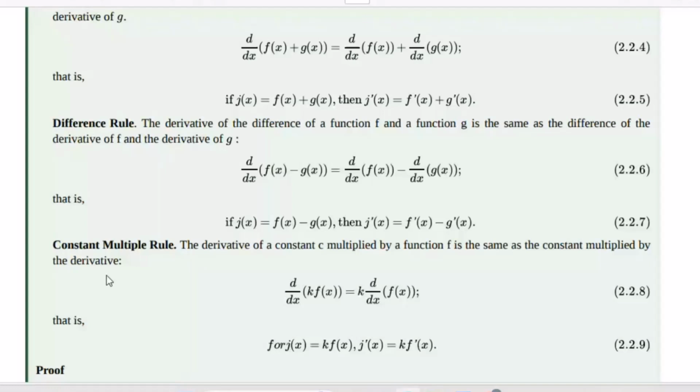Constant multiple rule. The derivative of a constant c multiplied by a function f is the same as the constant multiplied by the derivative. Now, differentiating this constant k, which is multiplied by f of x, is the same as k multiplied by the derivative of f of x.